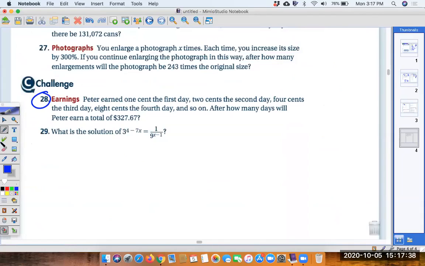So if Peter earned 1 cent the first day, 2 cents the next day, 4 cents, it always looks like it's doubling. After how many days will Peter earn a total of $329.67? The first thing I would look at is how many cents are in this, because here it's talking about cents, now it's changed to dollars. So we got 2 different units. You kind of have to think about that. And this is a challenge question, so it's kind of good to have those. I'll see you guys. Good luck on this.